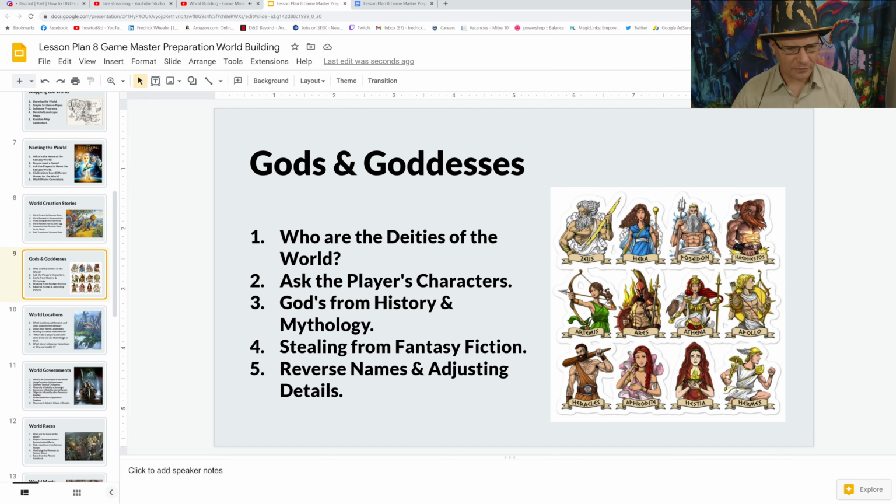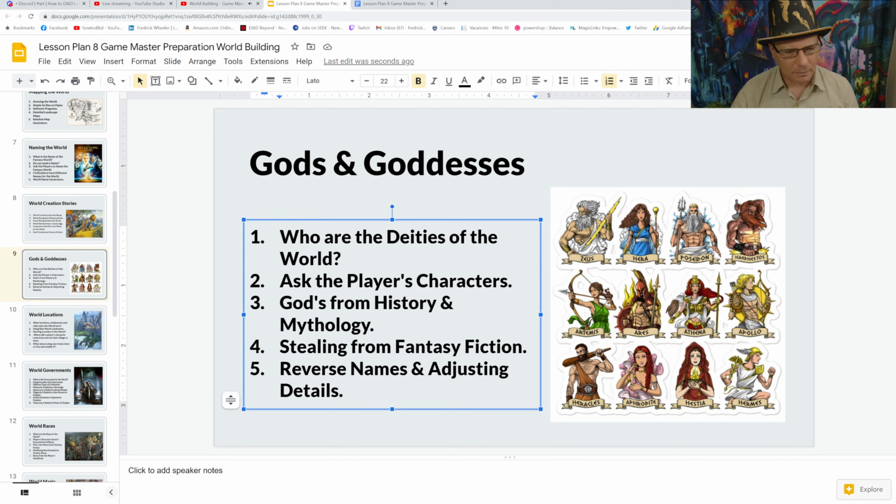Gods and goddesses. Now, the reason I've used the Greek gods is because they sort of stand out. I'm going to leave the image. I don't think the image is a problem. Who are the deities of the world? Ask the player's characters. Gods from history and mythology. I think that's okay. Gods from history, mythology, and legend.